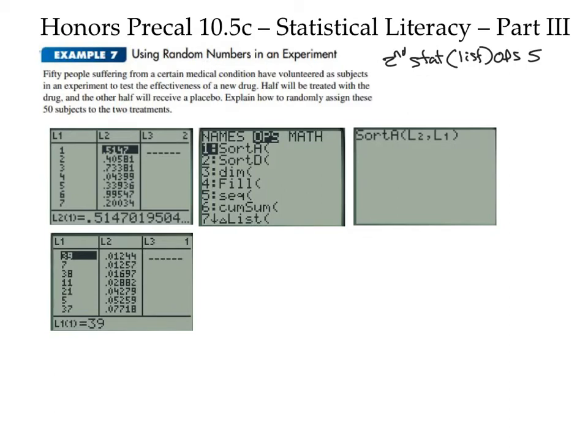And if you look closely, you'll see that the elements in list 2 are put in perfect order from the lowest to the highest, and the elements that they used to be next to in list 1, they're still next to, but those have been reordered.